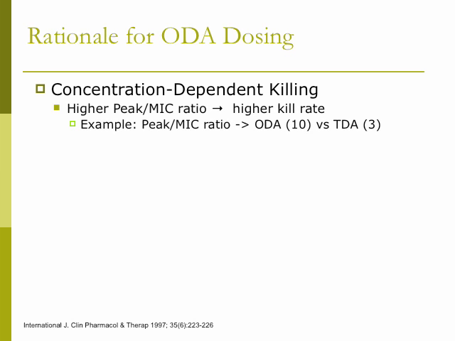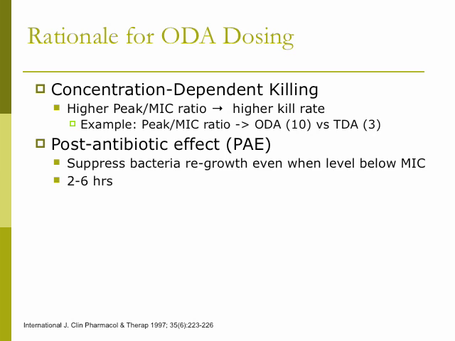So the rationale behind once daily dosing is because of this concentration dependent killing, which we touched on, and you want a higher peak to MIC ratio because it gives you the higher kill rate. And I'm going to give you an example of a peak to MIC ratio with a diagram in a minute, but basically what you're doing is you're increasing your peak to MIC ratio from, say, a 10 from once daily dosing to about a 3 in traditional dosing. In the next slide I'm going to show you an example of that.